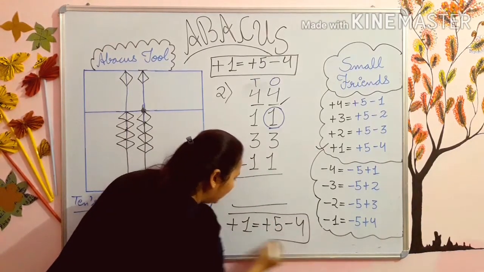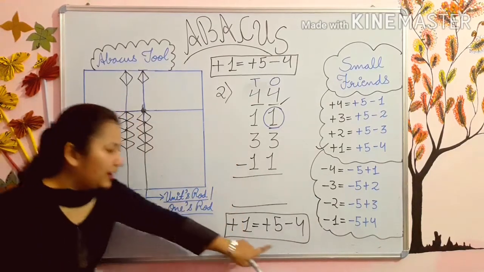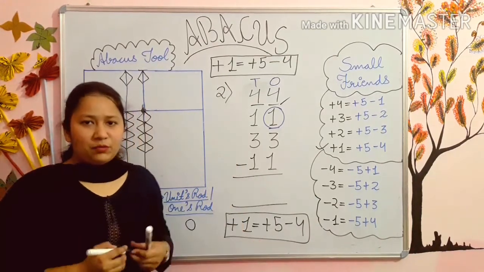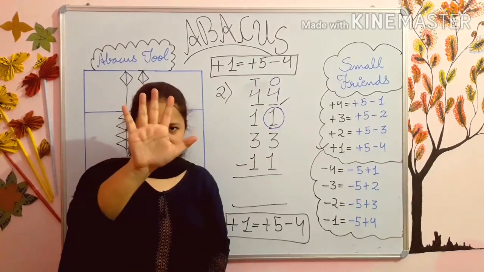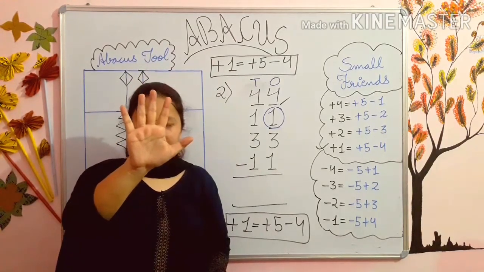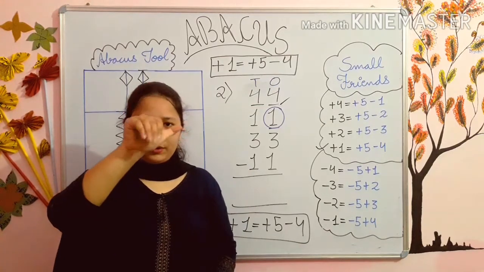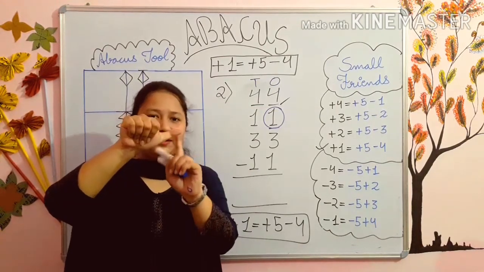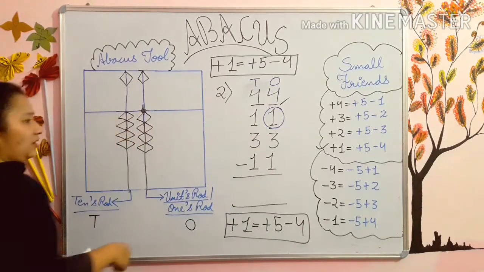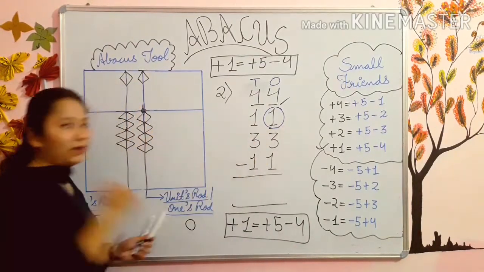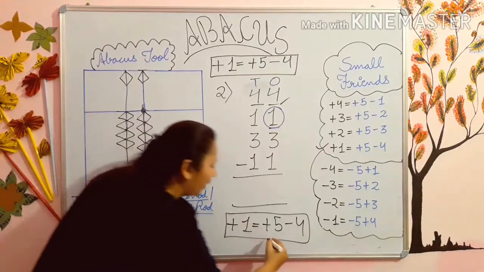Now some students will think, by doing this plus 5 minus 4, how is 1 added? See, first of all you are adding 5. Then you are subtracting 4. So how much is left out? 1. So 1 is added. So for adding 1, what do you have to do? First of all add 5.